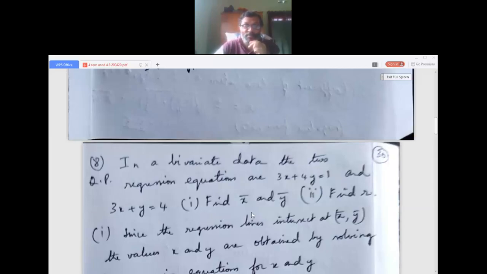Find x bar and y bar. X bar and y bar means the mean, mean of x and mean of y. Find r. R means the coefficient of correlation. I hope it is clear.